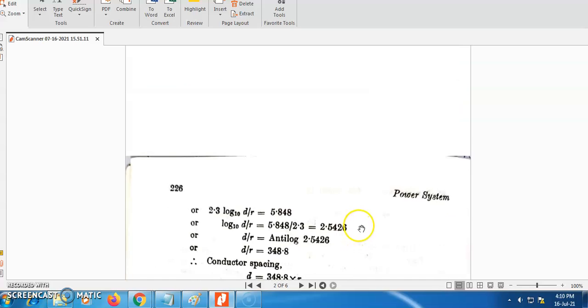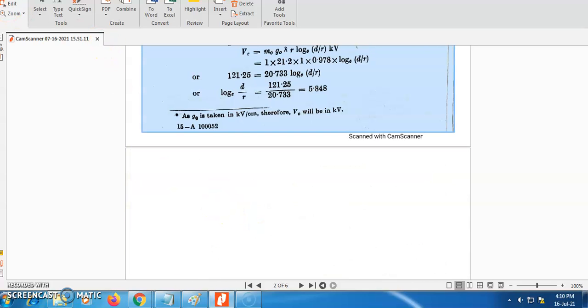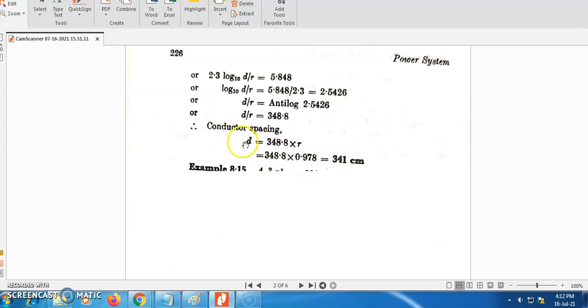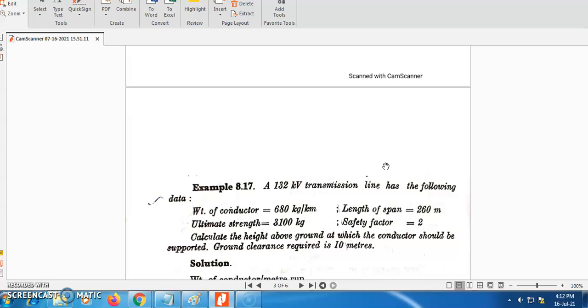Now log of d by r is nothing but this much, and you know the r value. Based on this, log e of d by r is equal to 5.848. You can calculate d by r, that is 348.8, and conductor spacing D is equal to 348 into r, and r you already know is 0.978, so that 347 centimeter is the distance between the conductors to satisfy the conditions, right?